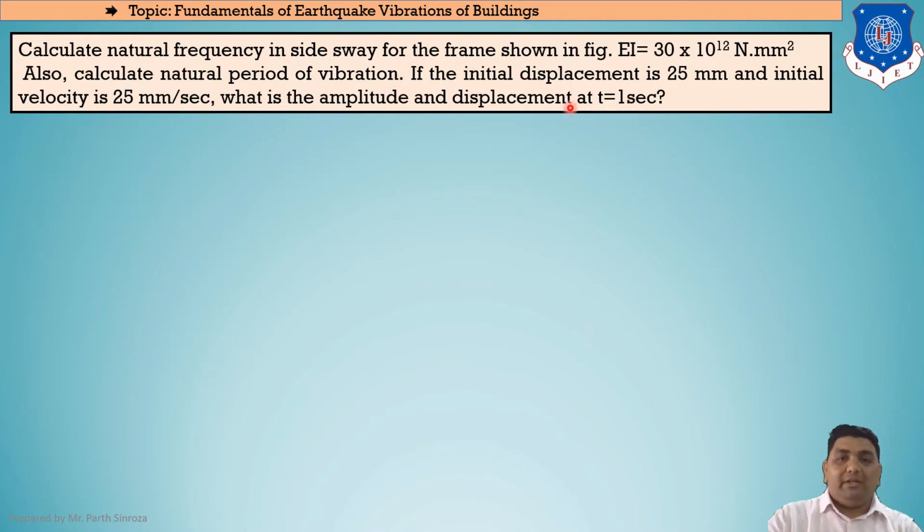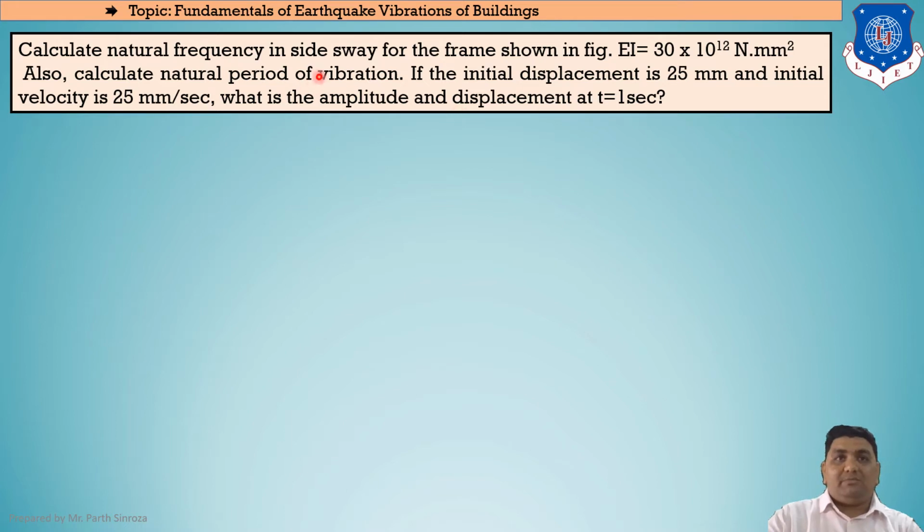So we'll be solving it in 2 halves. The first half will be finding the natural frequency, that is small f, and the natural period of vibration, that means our time period t. That will be our part 1. And in the second part, we'll be finding the amplitude and displacement. For that, we'll see which data are given and how to proceed.